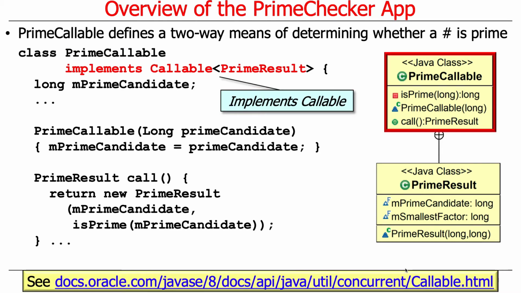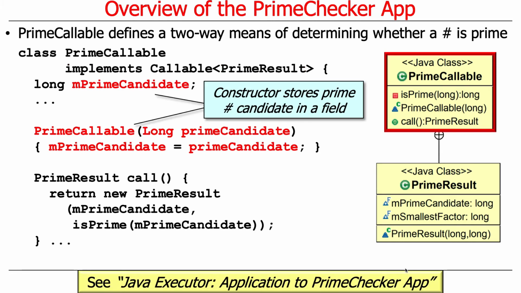So PrimeCallable implements Callable, which is an interface that comes out of the box for Java and Java 5, so you can do two-way calls. And you parameterize the Callable interface with the type of the result returned from the call hook method. And we'll look at that in a second. The constructor for PrimeCallable takes the prime candidate, which is the number, and stashes it away in a field. So it's stashed in there. And you can go back and kind of see how it worked.